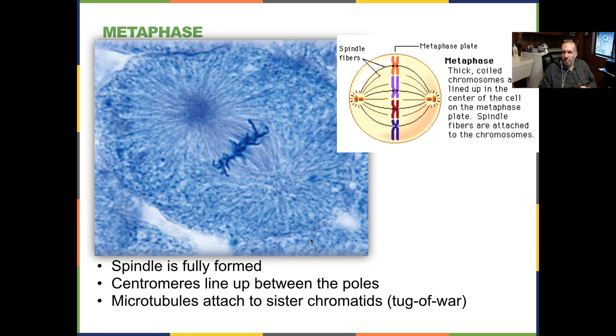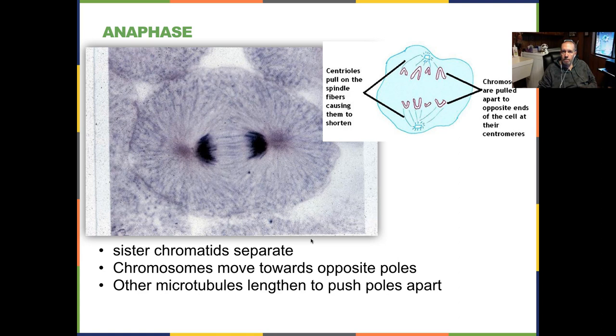So then the next step is for the cell to start separating the chromosomes. The centrioles, those little cylinders, start pulling on the spindle fibers to shorten them. I keep trying to get my mouse back here.